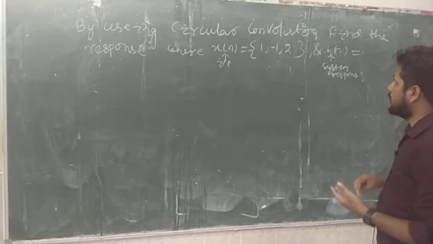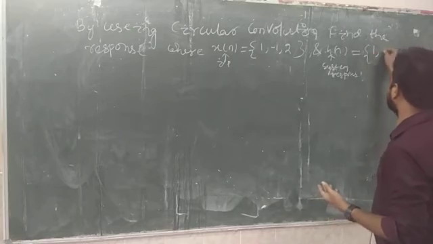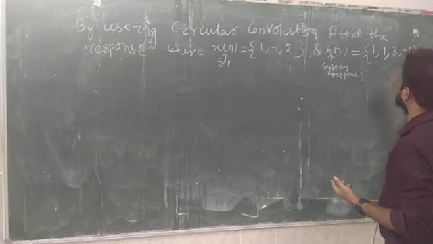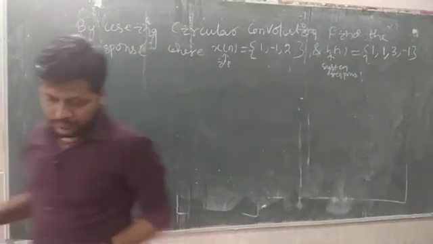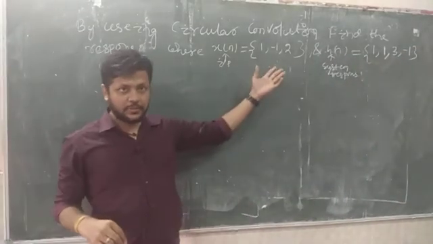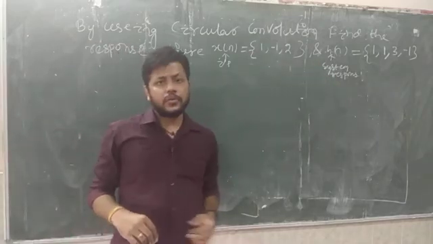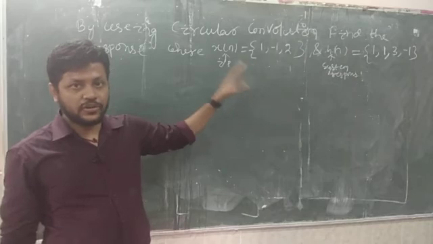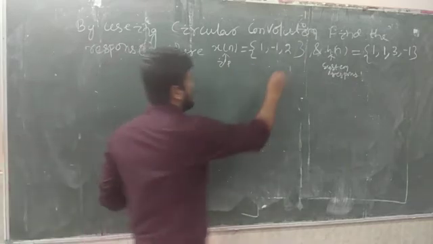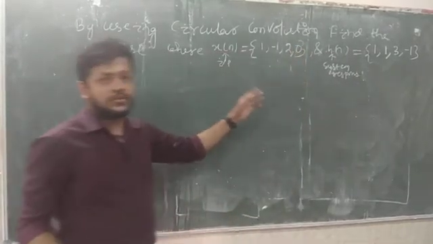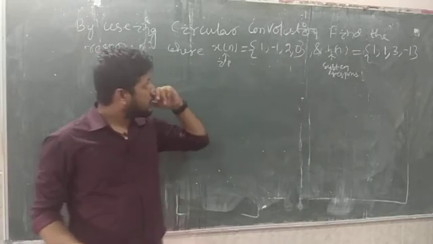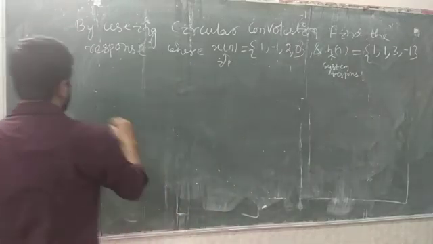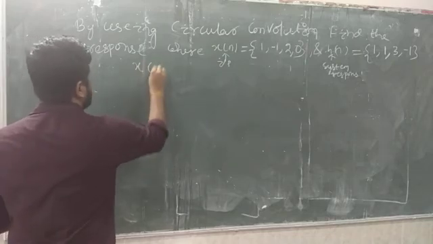So here xn and hn will be given like this: xn is 1 minus 1 2, and hn is 1 1 3 minus 1. Look at the number of samples: xn has 3 samples and hn has 4 samples. Then how do we make xn equal with hn? First of all, you have to add a 0 to your xn. That is 0 padding, in order to make it equal with hn. Then how to perform it? Circular convolution is always denoted like this.